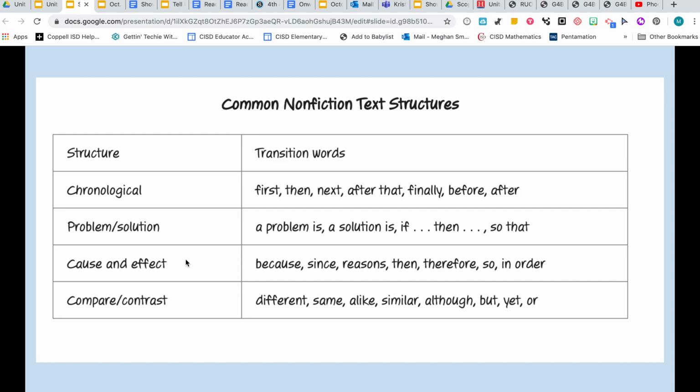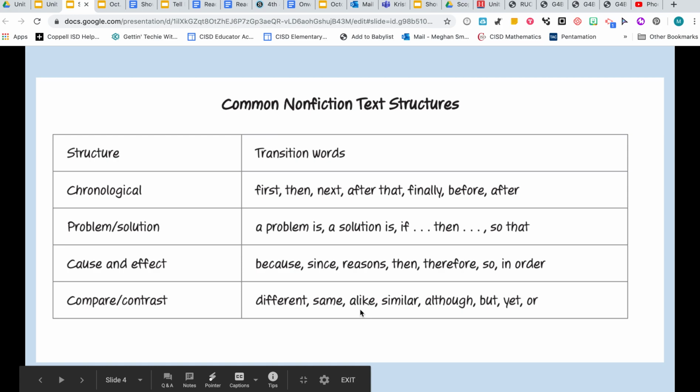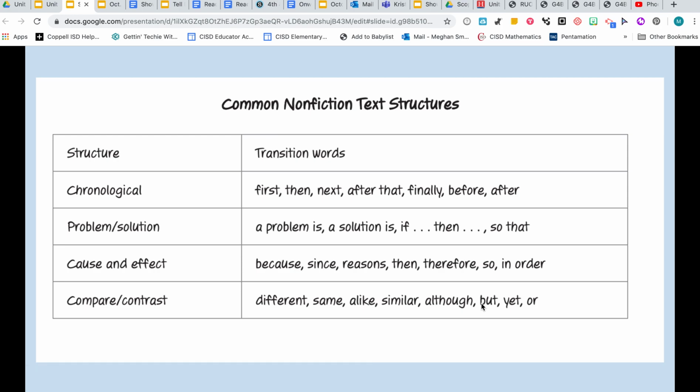Sometimes they can be structured as a cause and effect. And you'll see these key words pop up a lot. You know, this happened because of this, or since this happened, then blank. Reasons this happened were because of, etc. Also, nonfiction can be structured as comparing and contrasting. So finding differences, similarities, things that they have alike, but maybe they differ in some areas. So keep these in mind as we watch again.